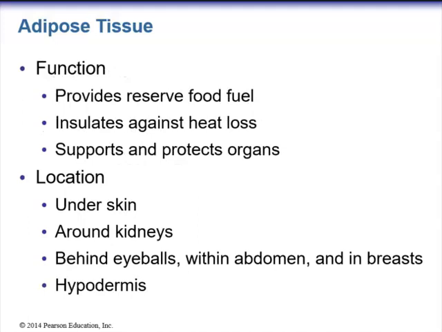Functions of our adipose tissue include providing a reserve food fuel. It also helps us insulate against heat loss, and then supports and protects organs. We can see adipose tissue providing a cushion surrounding certain organs, for example, around the kidneys. We can also find adipose tissue under the skin. We can find it behind the eyeballs, within the abdomen, some more than others, and in the breast, again, some more than others. And we can find our adipose tissue in the hypodermis, that subcutaneous layer.